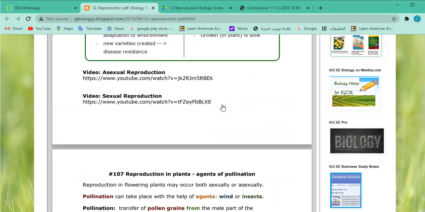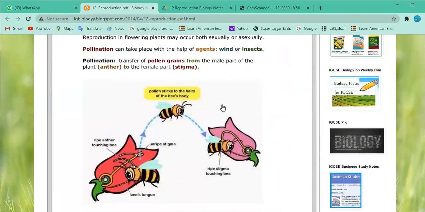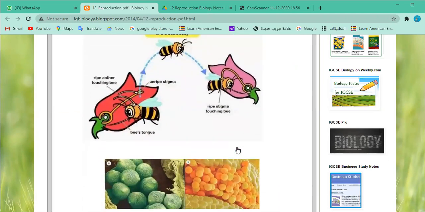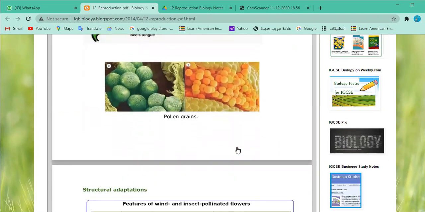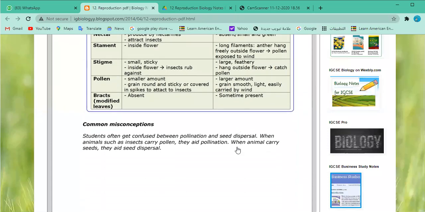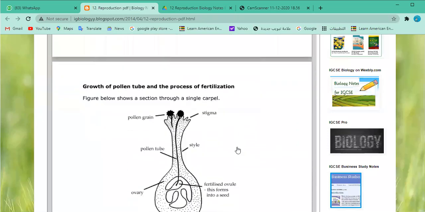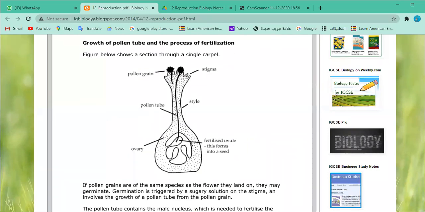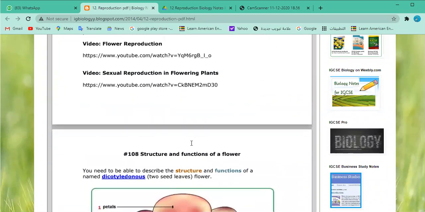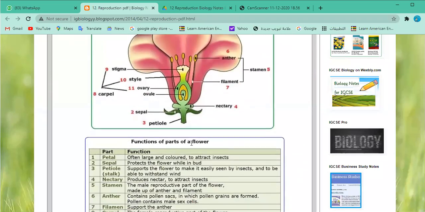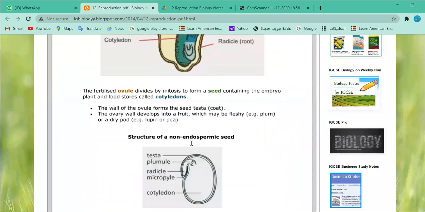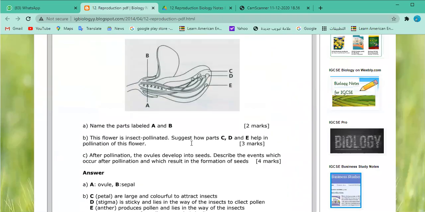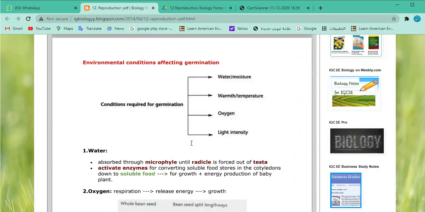So let me show you the pollination. This part is very important. You could see here self pollination or cross pollination, and you could see the pollen structures. And then I think they have compared this part, the growth of pollen tubes, how they are making ovules and the seeds formation. And let me see if you have the comparison of both the sexual and asexual parts.